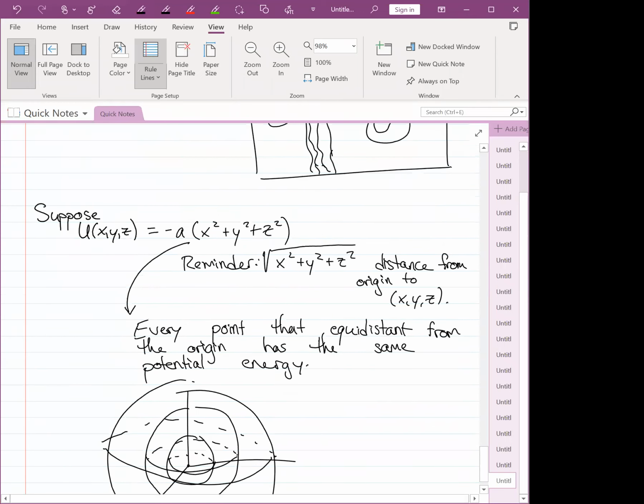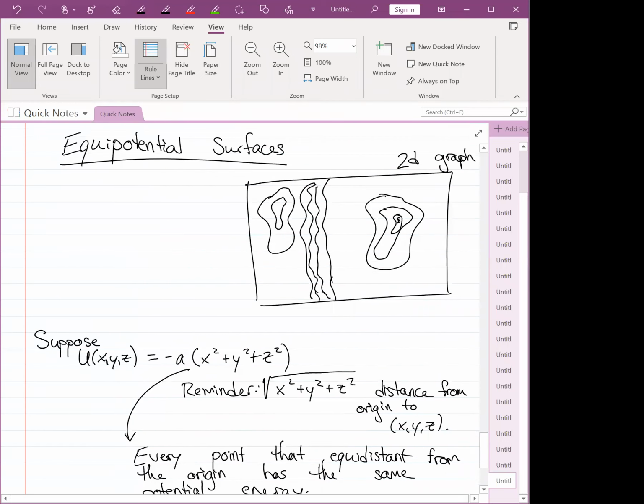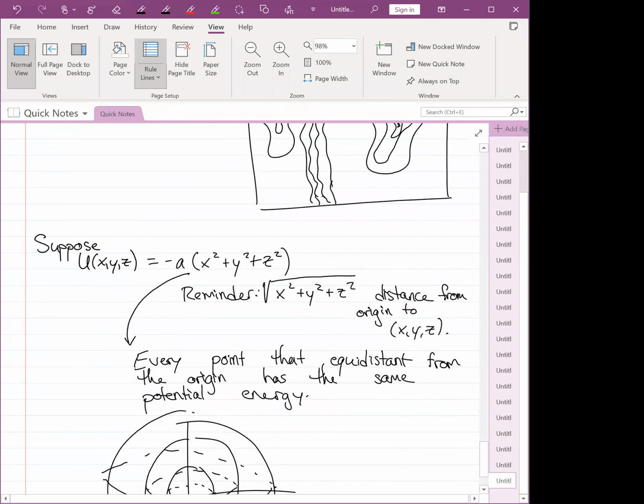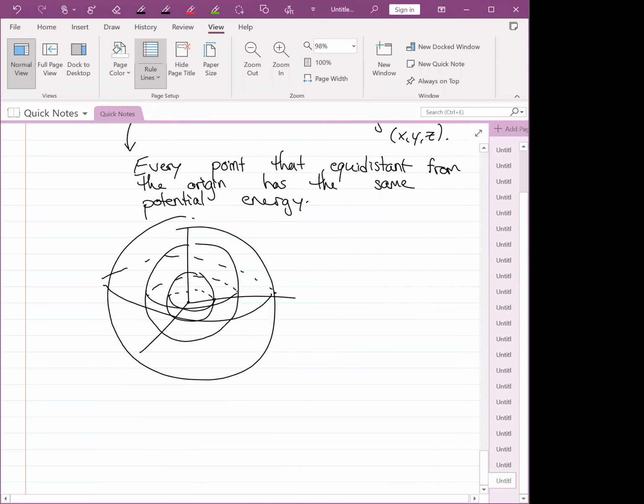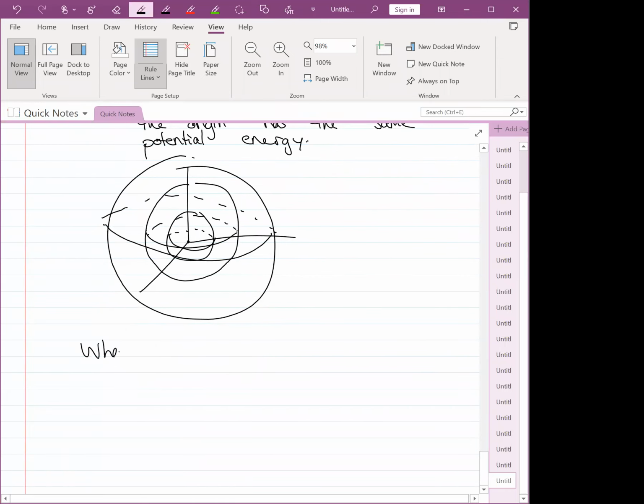So this is the notion that it's like a 3-dimensional version of a topographic map, right? You have a bunch of surfaces and every point on that surface has the same potential energy. So then the question is, what is the force in this case?